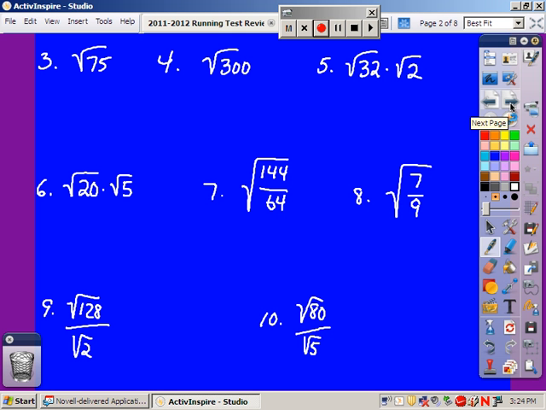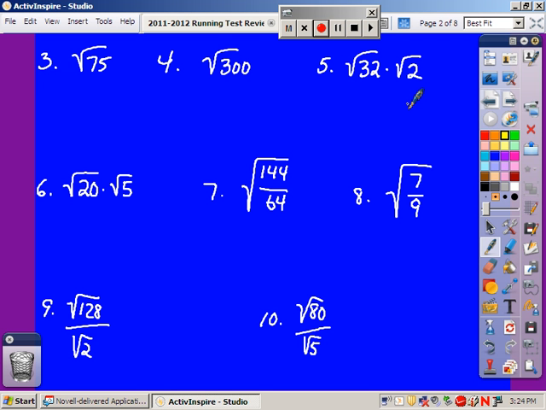Okay, this time we're on to simplifying some square roots. I told you that you have numbers 3 through 6. They're all the same rule. They're the product rule. The first two, 3 or 4, ask you to take one square root and split it into 2. The second two ask you to take 2 square roots and put it into 1. So it depends on what the problem tells you to do.